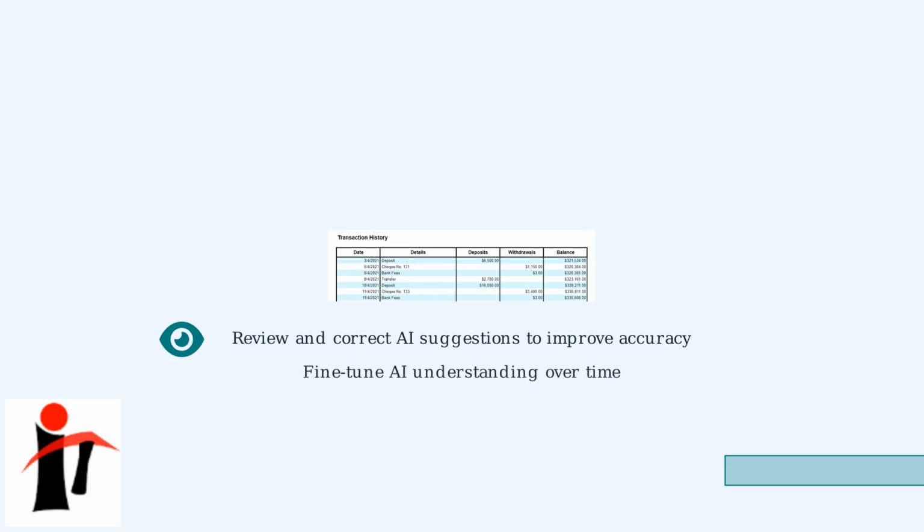To maintain high accuracy, regularly review the AI's suggested matches and make corrections as needed. This feedback loop helps the system better understand your specific transaction patterns and improves its performance over time.